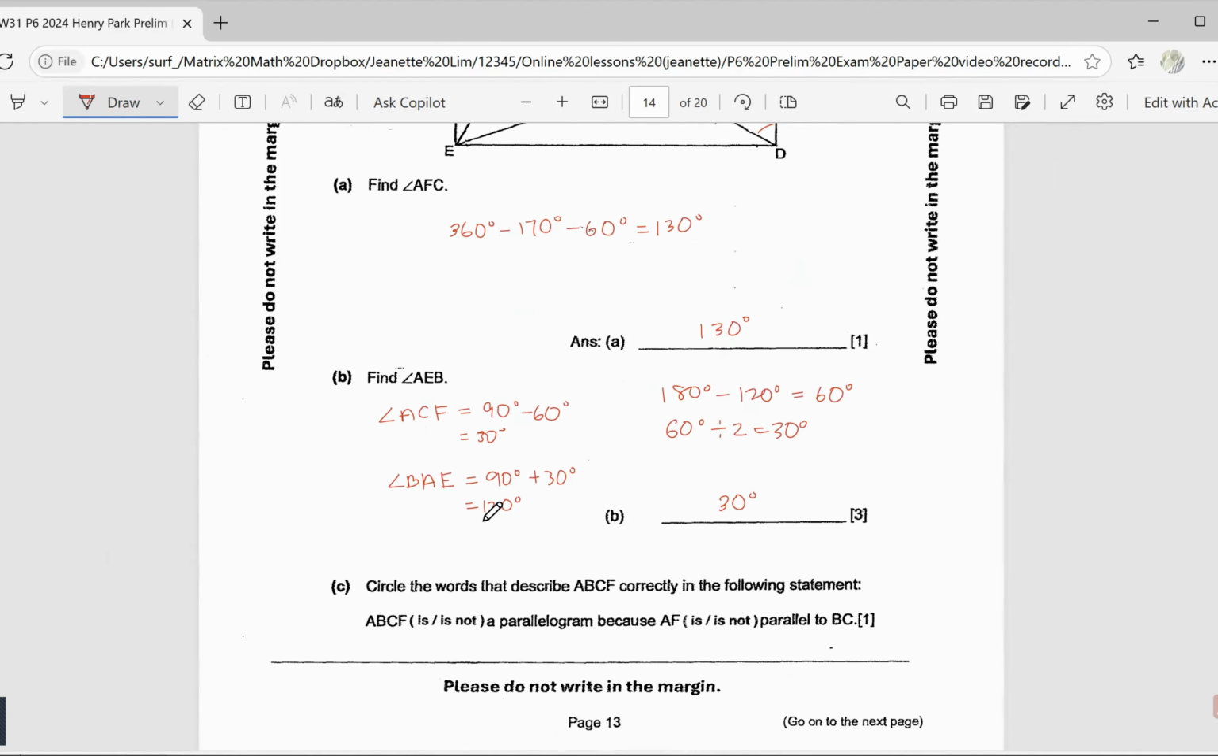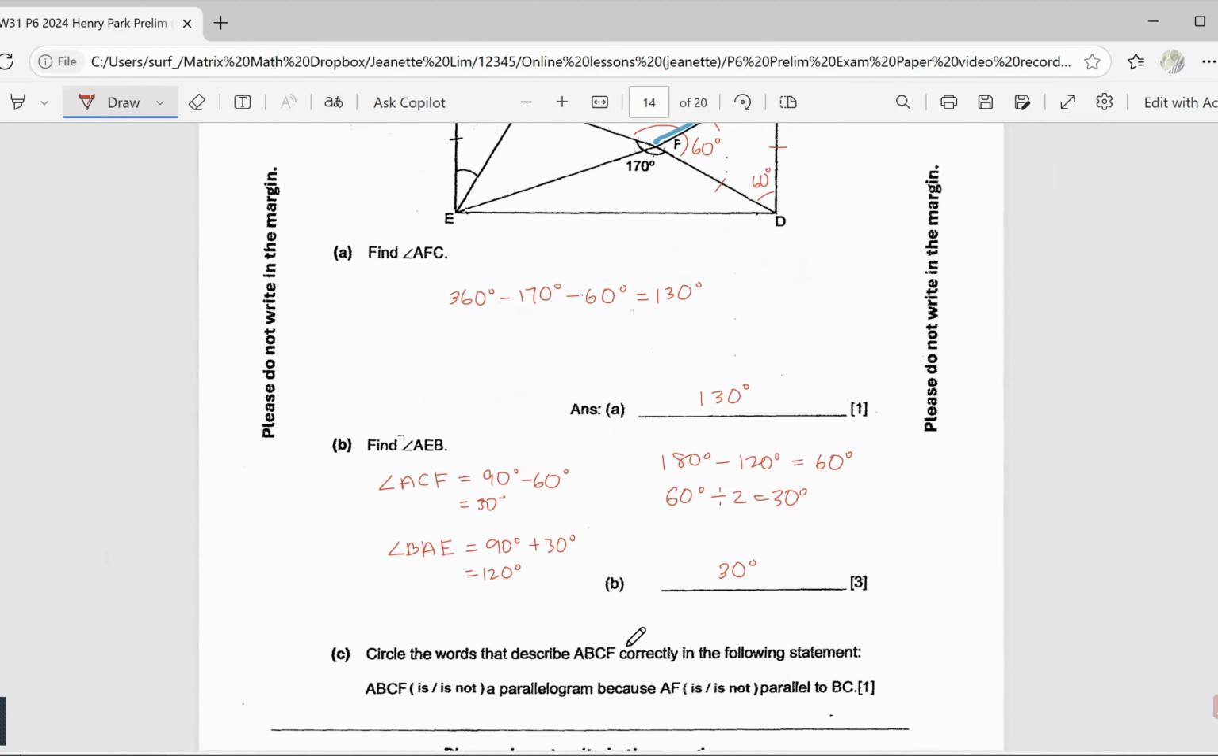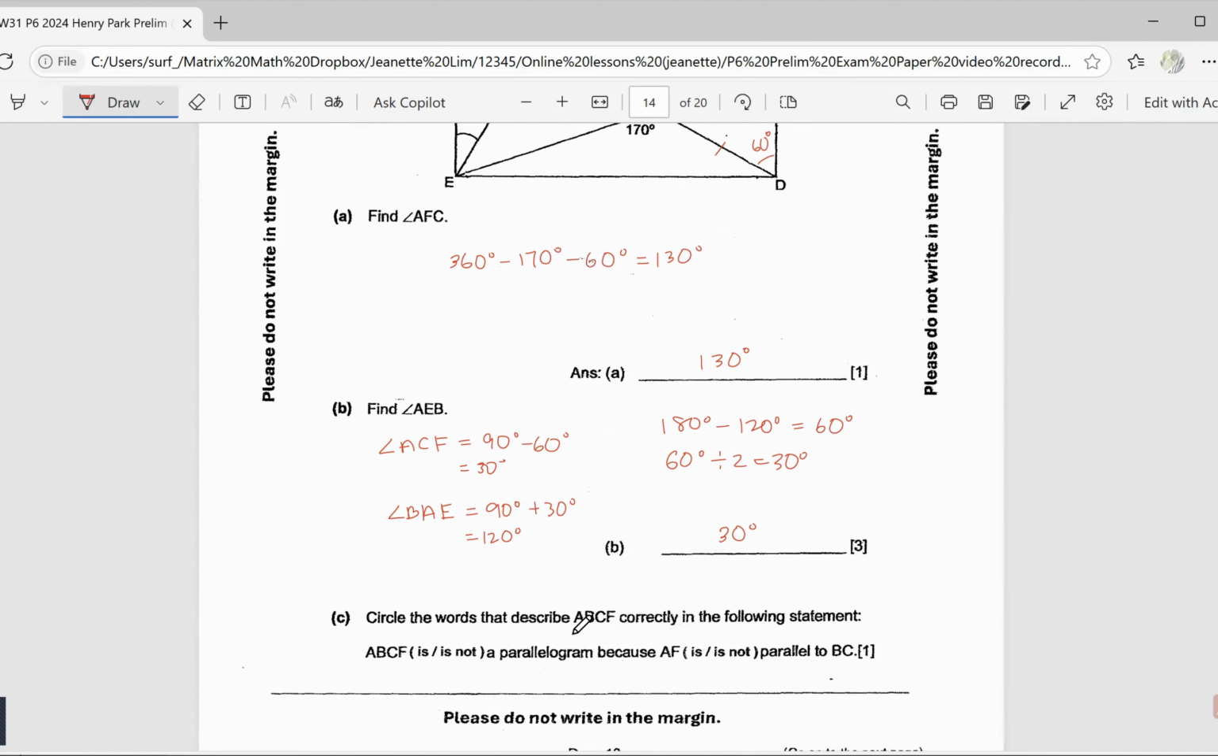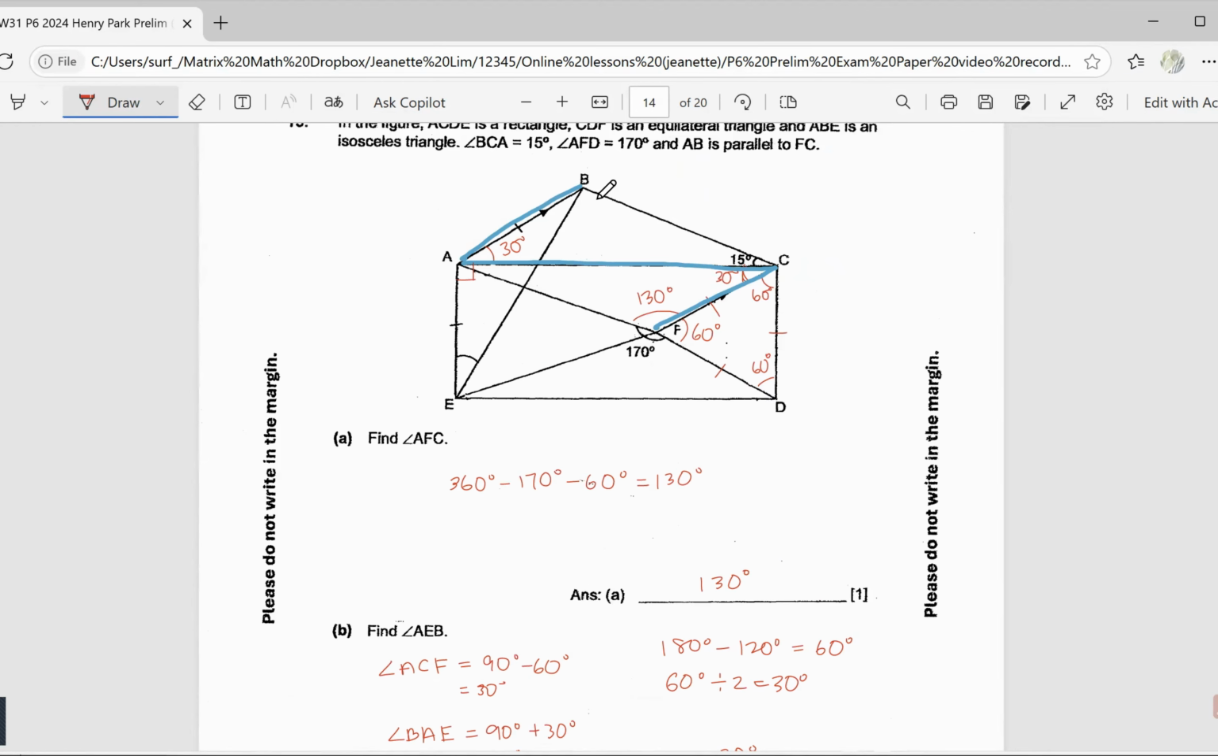Part C, circle the words that describe ABCF correctly. So they're asking if ABCF is a parallelogram. ABCF, is this a parallelogram? If this is a parallelogram, that means AF and BC are parallel, right? If they are parallel, these two angles here should add up to 180, but they do not. This one is 45 degrees. 45 plus 130 is 175, not 180.